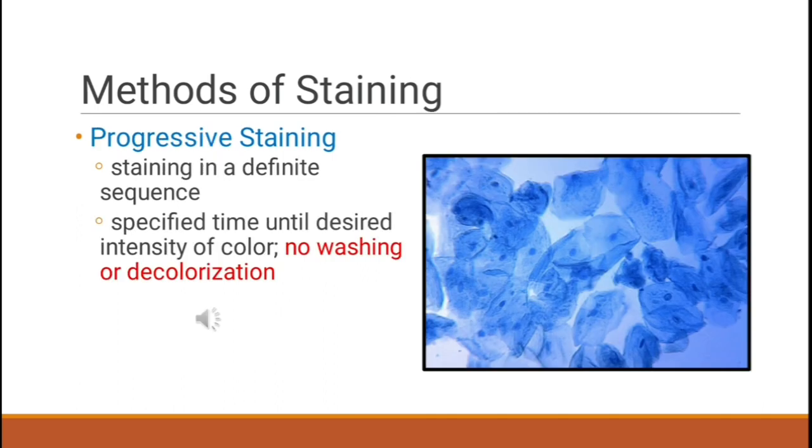Next, we have progressive staining. Progressive staining is the process whereby tissue elements are stained in a definite sequence and the staining solution is applied for specific periods of time or until the desired intensity of coloring of the different tissue elements is attained. Shown in the picture is our methylene blue staining our squamous cells of the buccal cavity.